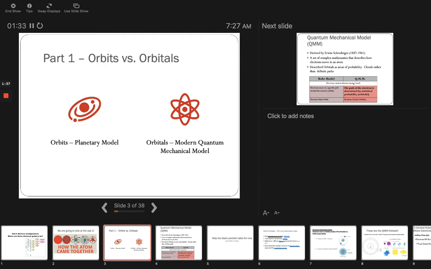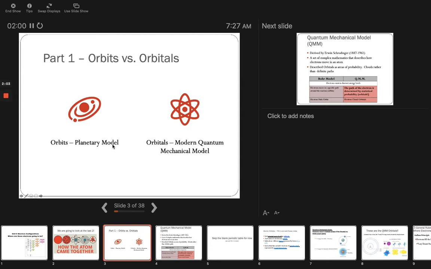And the problem that ultimately failed the planetary model, even though it had the idea that the electrons had to possess certain energy and therefore could only be in certain spaces and possess those certain amounts of energy, was that in terms of the mathematics, it only was very predictive for hydrogen. And as you know, hydrogen only has one electron. So that made it very limited.